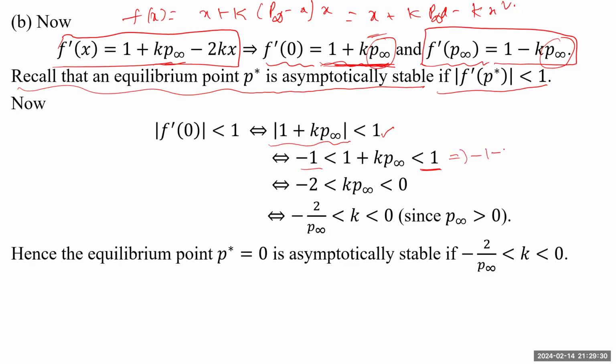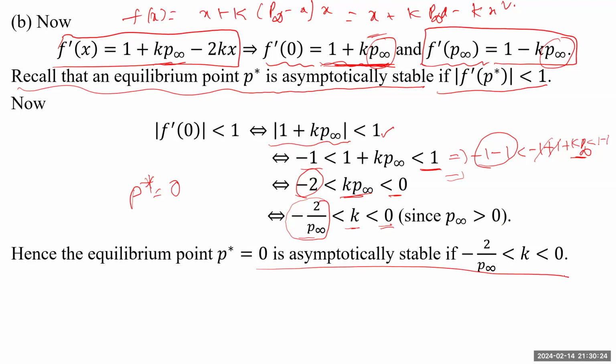So that implies minus 1 minus 1 is less than minus 1 plus 1 plus k P infinity is less than 1 minus 1. So this implies minus 1 minus 1 is minus 2, minus 1 plus 1 is cancelled, we will get k P infinity, and 1 minus 1 is 0. So what is the k value? The k value should lie in between minus 2 over P infinity and 0, because P infinity is greater than 0, that is the maximum population, that is positive. So under this value of k, your equilibrium point P star equal to 0 is asymptotically stable.